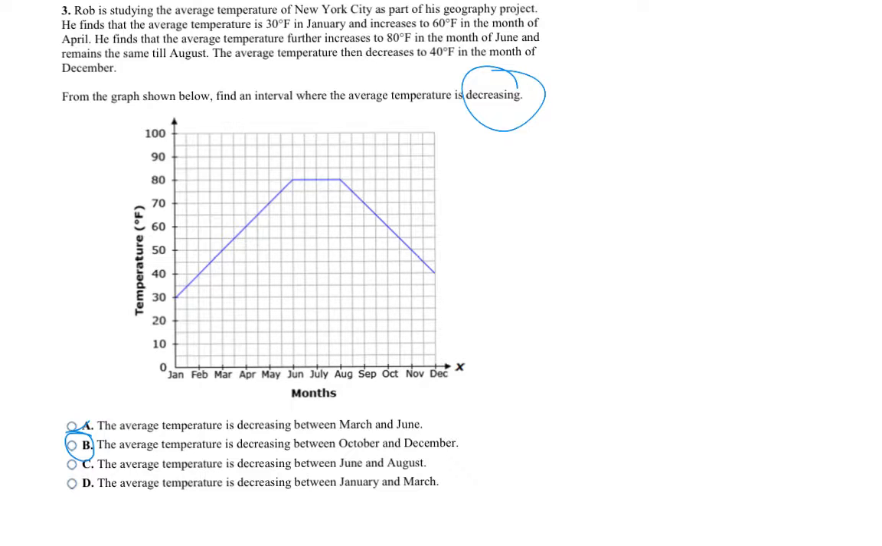And you would want to continue to check C and D to make sure your answer is correct, that you didn't make a silly mistake. So if I start at June for C and then end at August, June to August, it stays flat. That's a constant. It's horizontal. So it can't be C. And then D is January to March, and that line is going up. It's increasing. So it can't be D either. So my final answer is B.